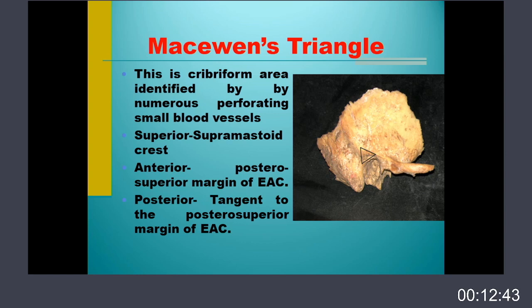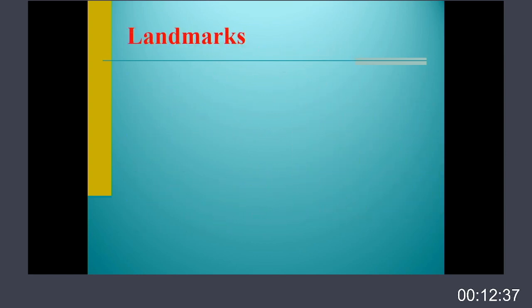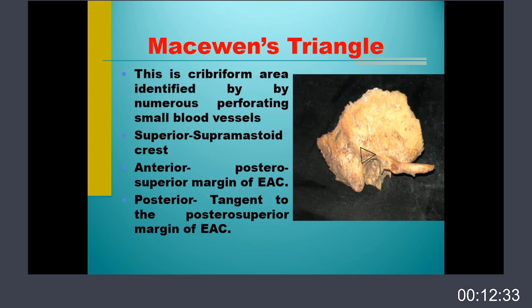Usually asked in the exam is McEwen's triangle or suprameatal triangle, this is a cribriform area. As I mark this triangle, superiorly it's the linea temporalis, anteriorly it is the posterior-superior portion of the bony meatus, and posteriorly it is bounded by the tangent to the external acoustic canal.